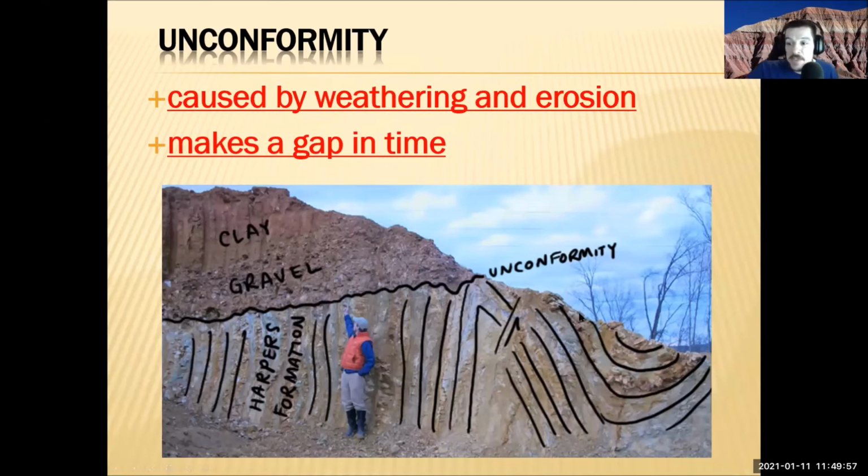So if we look at this image, we can see this squiggly line marks where the erosion and weathering took place. All of the layers that were above that line have now been washed away. We don't know how many layers used to be there. Needless to say, it's a gap in the rock record and it's gone now. All we have to read is this gravel and clay that have been deposited on top of the unconformity.